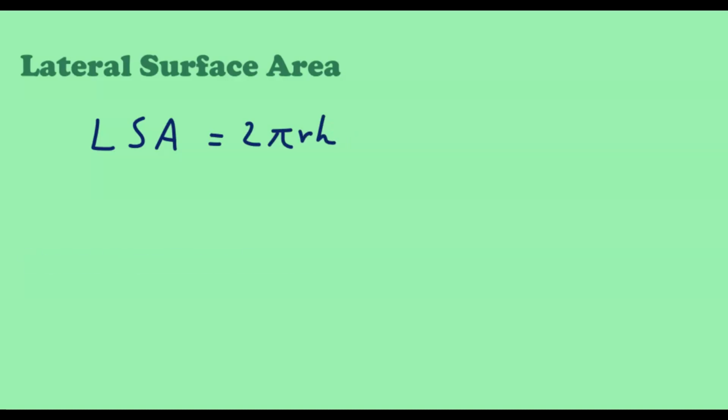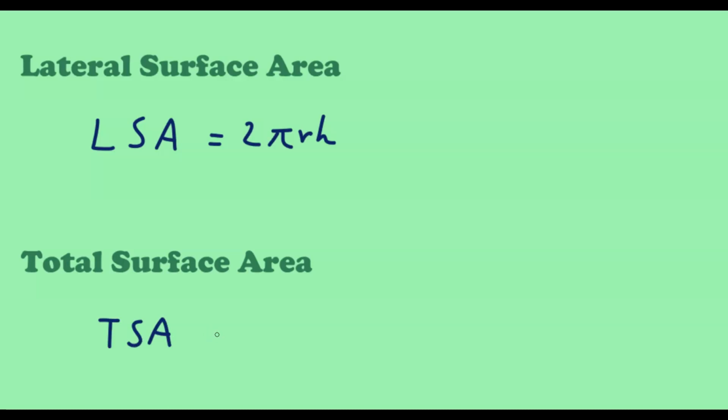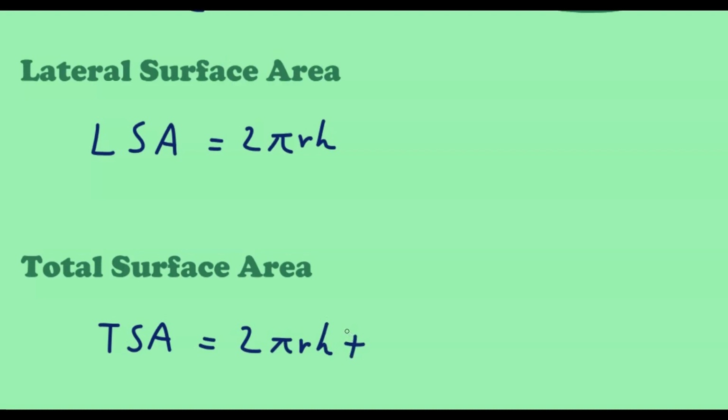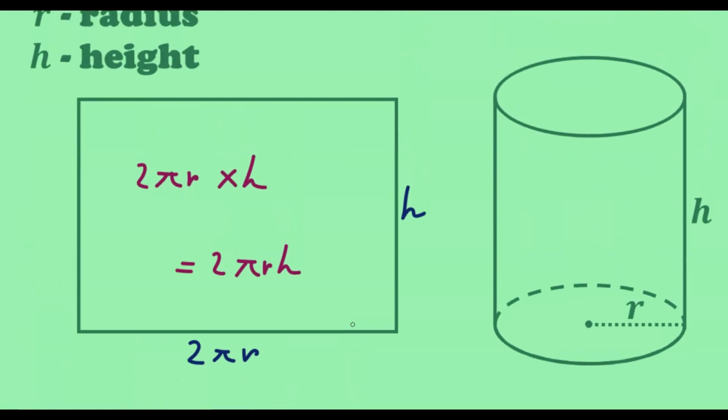Next, let us consider the total surface area. Now the total surface area, which we write as TSA for short, that will be the lateral surface area 2 pi r h plus the surface area of the two circular bases. What does that mean? We want the total surface area of the cylinder, so we're going to consider this curved surface area, that's the lateral surface area, and we have this top circular face and we have this bottom circular base. So we need to add the areas of those two circular bases.